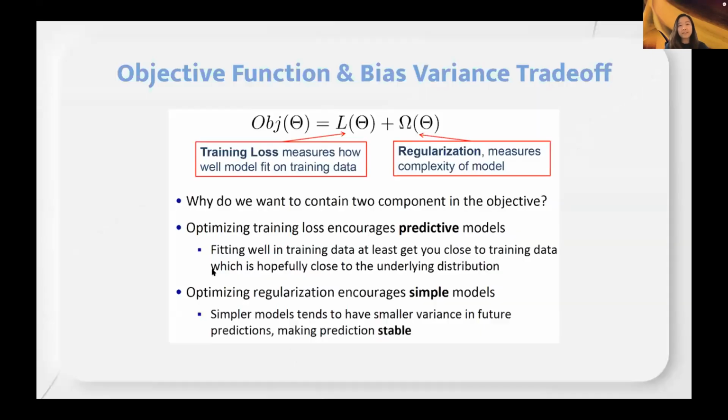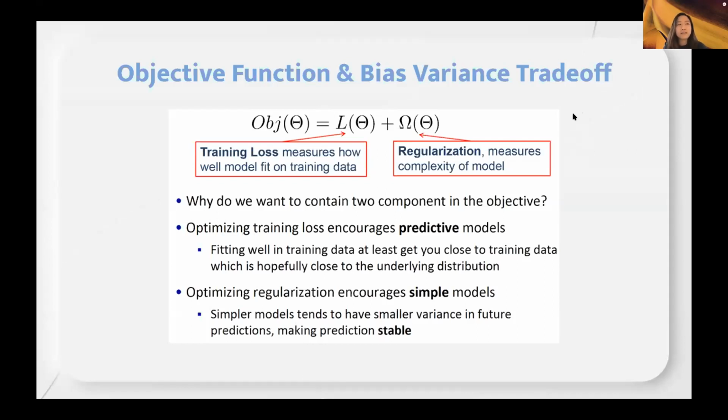I'm just here to revise on a couple of really key ideas, and everyone, please bear with me and listen through my presentation. I'm gonna try to make it as enjoyable as possible. So the first thing that we want to look at is objective function and bias-variance trade-off.